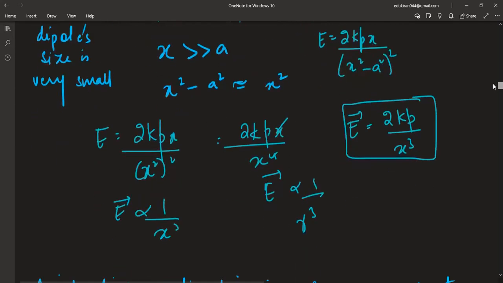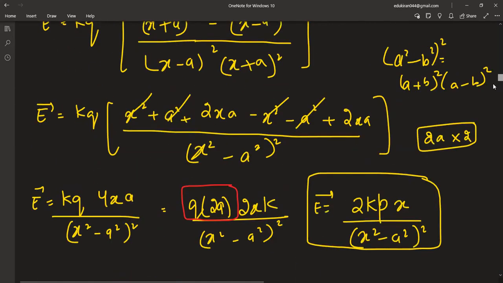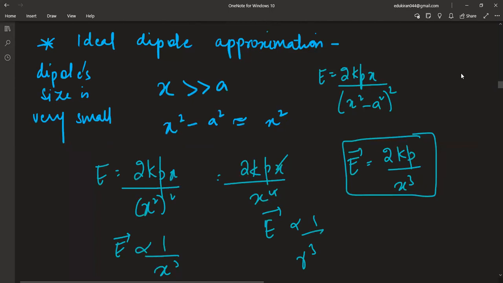Then we'll complete. Till here, you all have written. Completed from here, mention ideal dipole approximation. It will be used everywhere. Then we'll see the derivation of equatorial point.